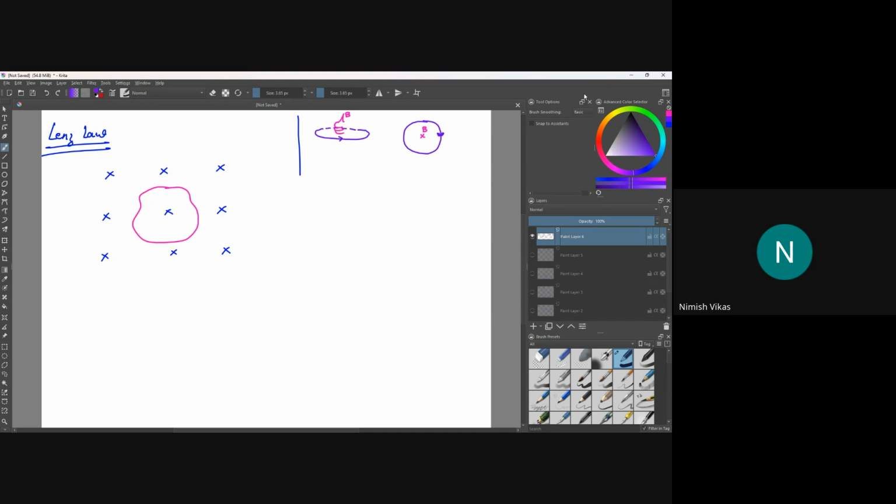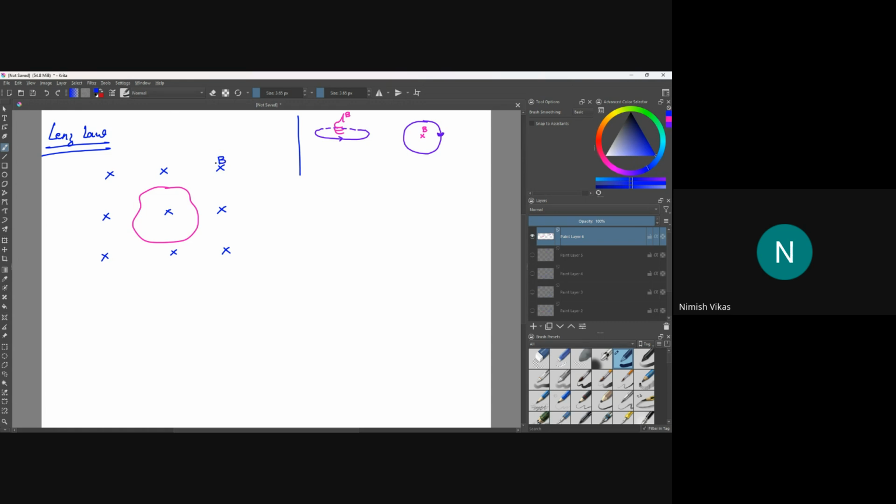Okay, so this much we need to know. If you are given the direction of current in the loop, we should be able to find out how the magnetic field is inside the loop. Okay. So now let's apply Lenz's law. Let's see what Lenz's law is.